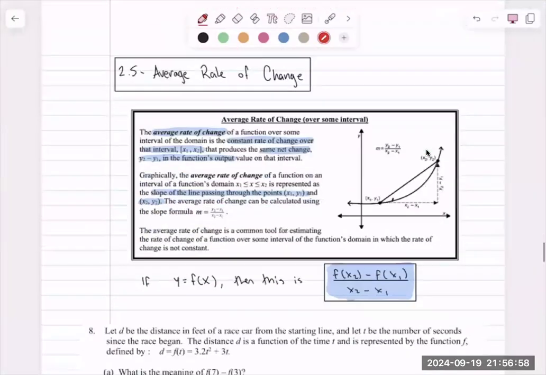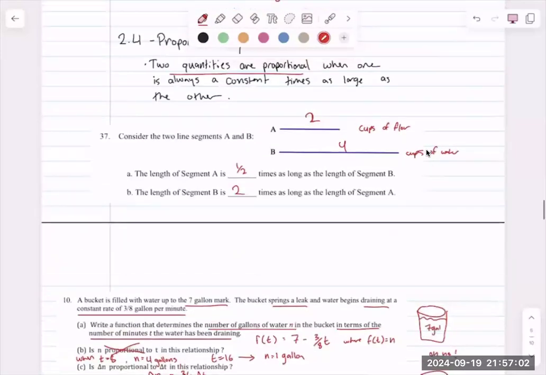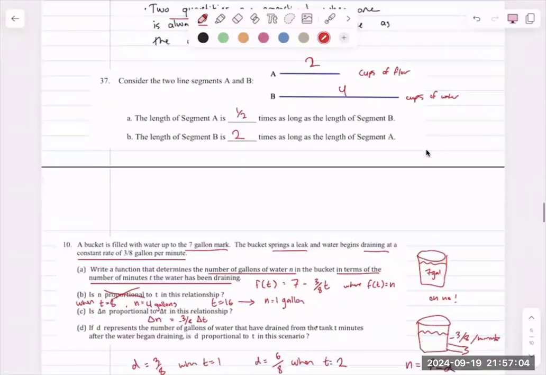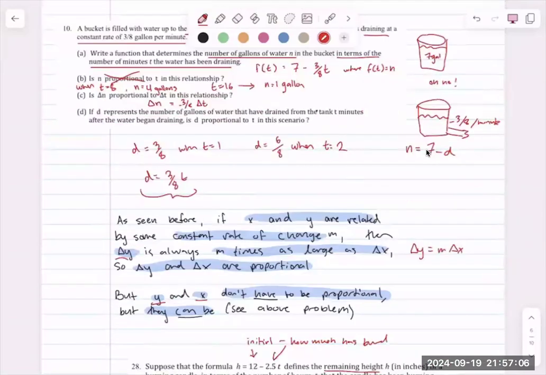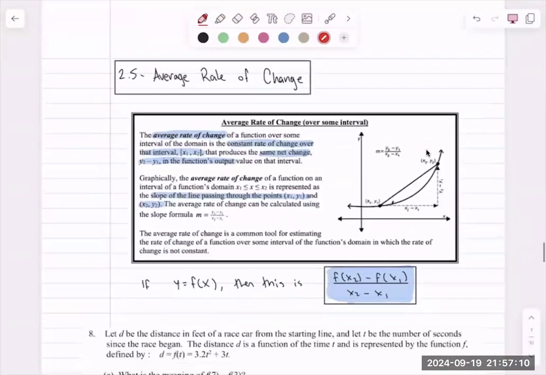Okay. This is our largest section, and I would say, again, there's a reason why. It's very important, super helpful for every math that you will take for the rest of your life. But let's move on to average rate of change, okay?